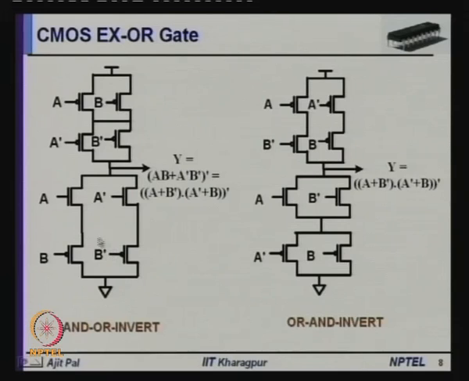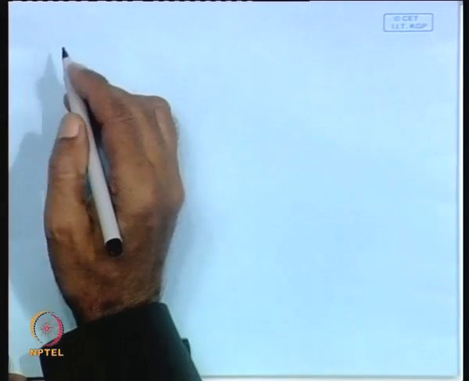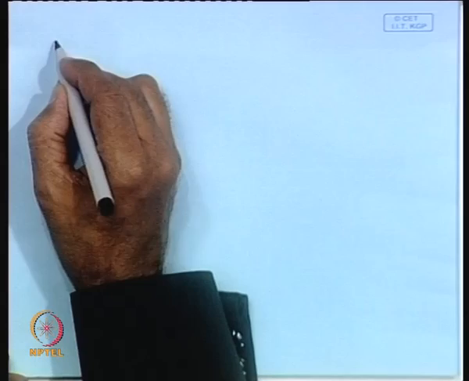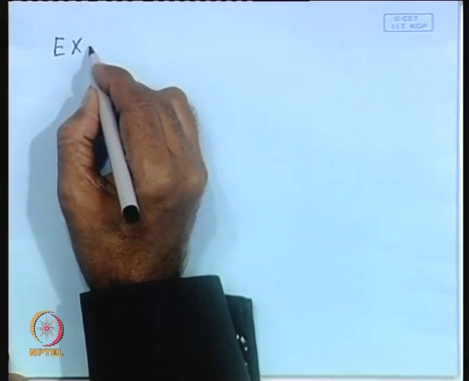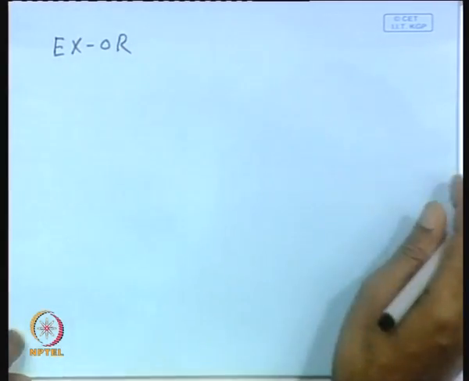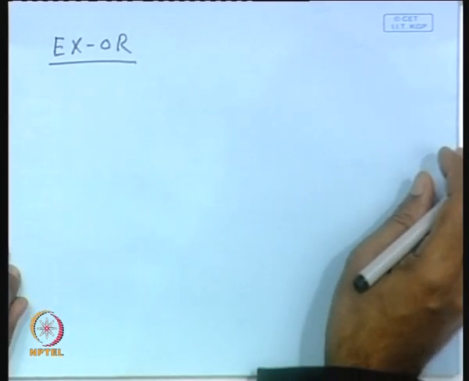Sorry, I have made a mistake. These will be negative. Let me draw it here. There is some mistake there. These are NMOS. By mistake, it has become CMOS. Say XOR gate. You are realizing XOR function.